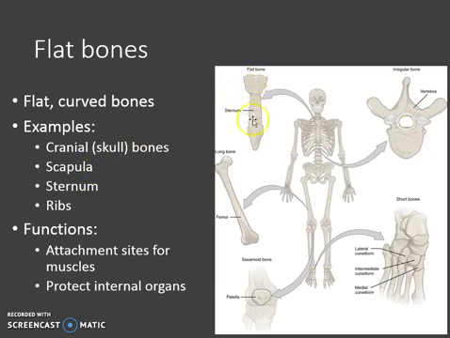The sternum, which is the more formal name for the breastbone, is a flat bone, and each one of the ribs is also considered a flat bone. The functions of flat bones are attachment sites for muscles, and they also help to protect internal organs. Think about the sternum and the ribs helping to protect your heart and lungs in the thoracic cavity. And the cranial bones in the skull help to protect your brain.